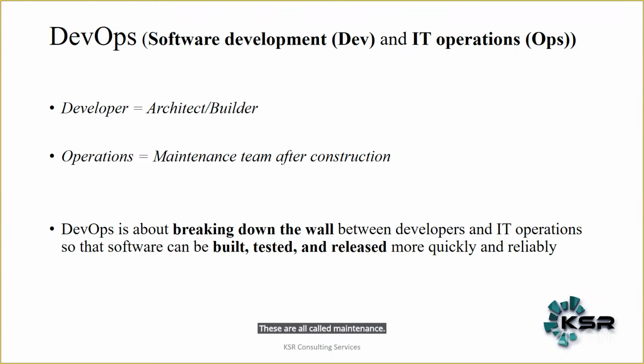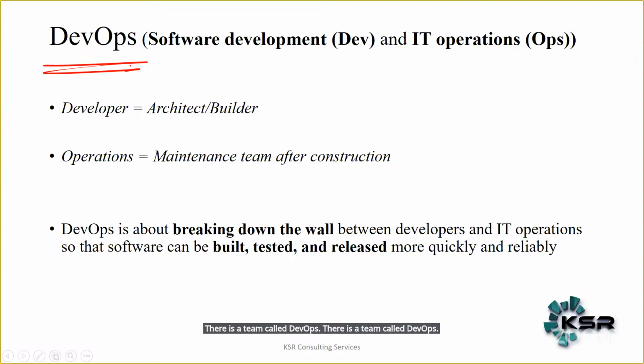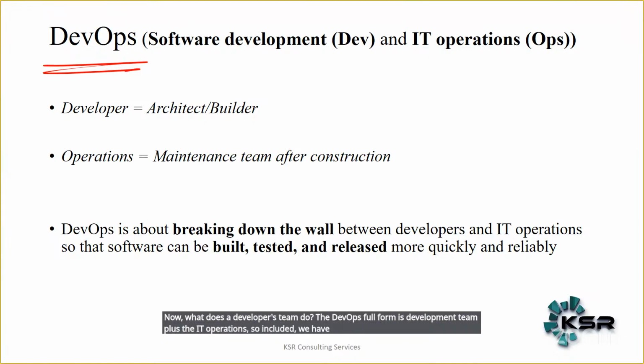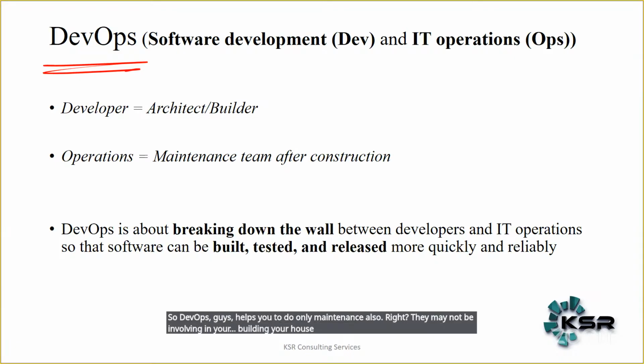Now, once we build the project, it is our responsibility to make sure that everyone is able to use that. For that, there is a team called DevOps. Now, what does a DevOps team do? The DevOps full form is development team plus the IT operations. So included, we have DevOps. Okay. So just like your data engineers, there is another set of people who are DevOps. So DevOps guys help you to do only maintenance also, right? They may not be involved in building your house, but they can come for maintenance.